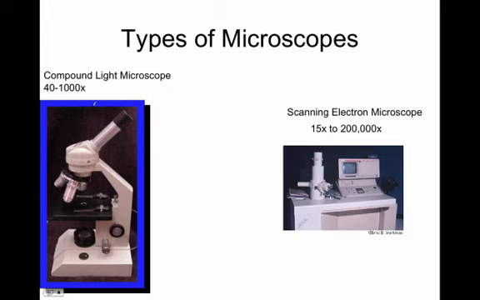So here's our compound light microscope. We use 2 different lenses to help magnify objects, and they usually range in magnification from 40 to 1,000. And then there's a scanning electron microscope, which, as you can see here, can go from 15 all the way up to 200,000 times. Now these are used for viruses and also much better image quality on smaller objects.